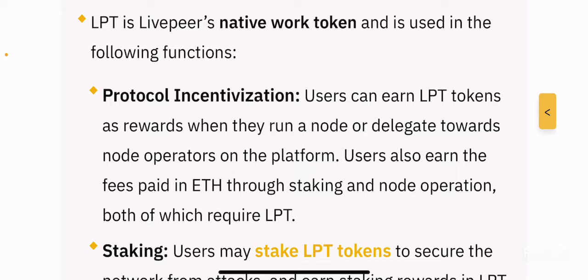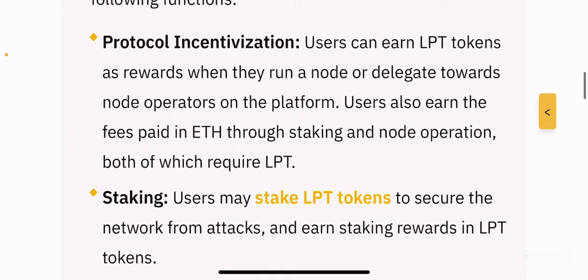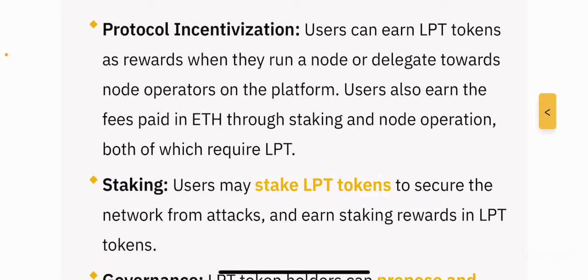So LPT is Livepeer's native work token and is used in the following functions. As we discussed, LPT is the native token, and let's see what functions it has. We already know some of the peripheral use cases of LPT, but let's go a little bit deeper. Protocol incentivization: users can earn LPT tokens as rewards when they run a node or delegate towards node operators on the platform. Users also earn the fees paid in ETH through staking and node operation, both of which require LPT.